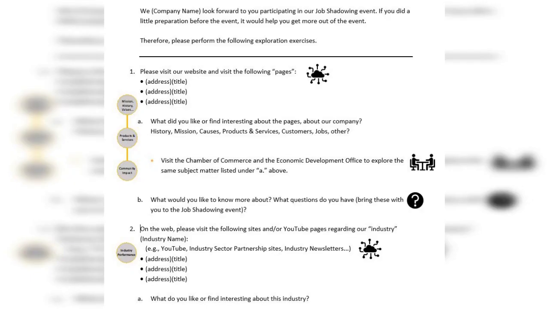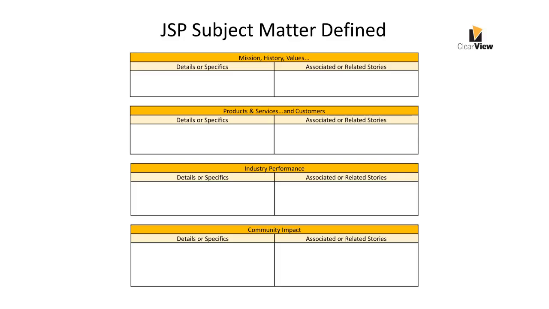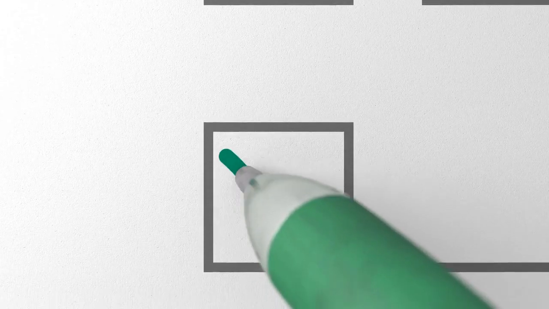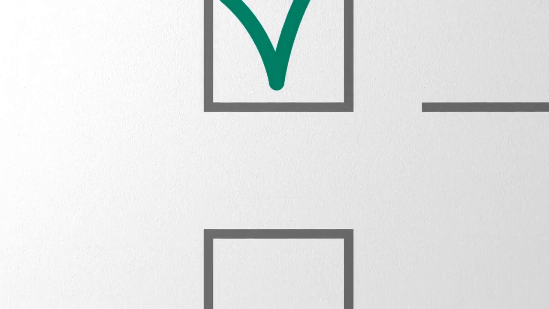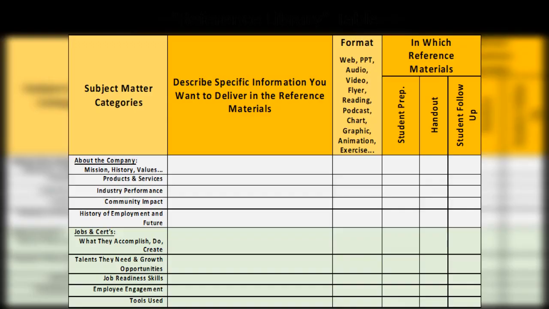Next, review the student preparation document. Evaluate what subject matter the exercises illustrate or would illustrate. Compare to your details and specifics defined subject matter. The ones that the exercises cover, check them off and put an RLT, in green, beside them. Then enter the specific info you want to deliver into the second column of the RLT in the appropriate row, based on the subject matter category, and put a check mark in the student prep column of the same row.